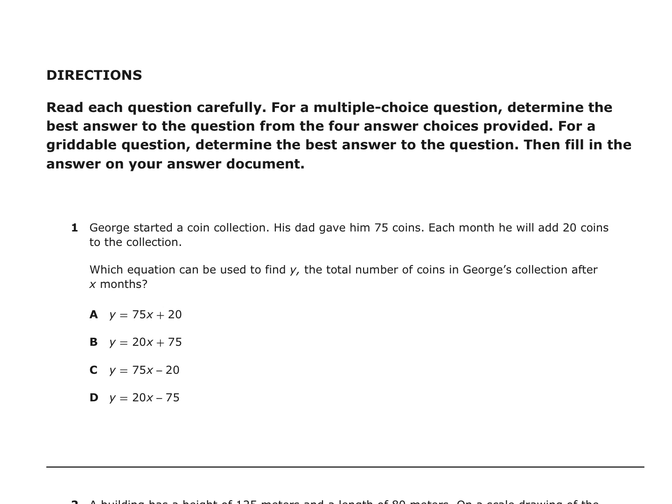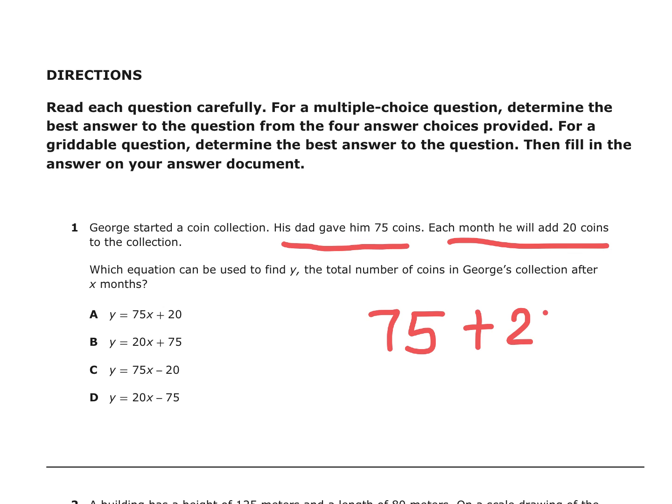Okay, let's take a look at question number 1. And it says here, George started with a coin collection. His dad gave him 75 coins to start. So he starts off with 75 coins. And each month, he will add 20 coins to the collection. So he will add 20 coins each month.